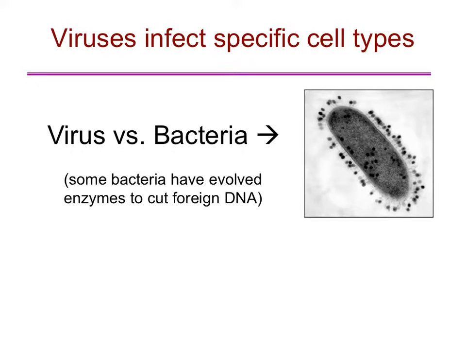So all these little guys all the way around, these are phages attacking this bacteria. And so now bacteria, we found out, of course, have evolved this immune system, this adaptive immune system, all on their own. Otherwise, they would have been destroyed by viruses.